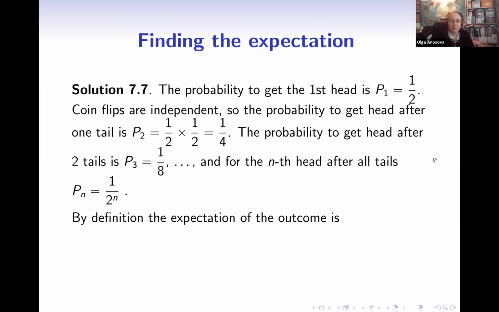We know that flips are independent, which means that to get a head after each next flip, we need to multiply by a half, which means that for n flips, the probability will be 1/2 to the power of n. What is the expected value in this case? So every next probability is 1/2 to the power of n. What is the expectation?